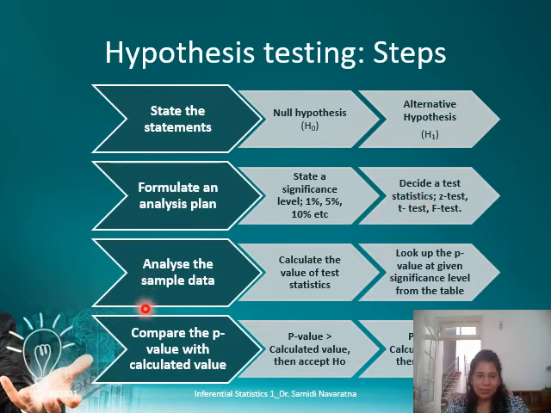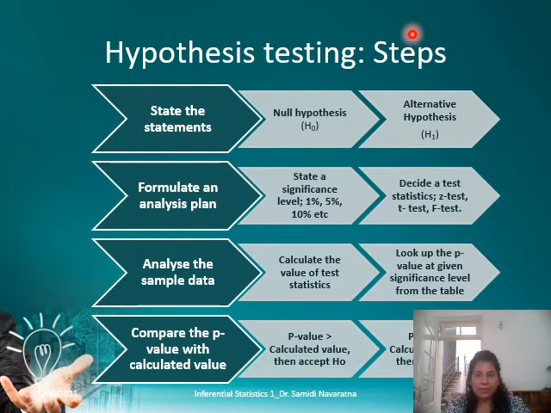The third step is to analyze the sample, calculate the value of the test statistic, and look up the p-value at the given significance level from the table. The last step is to compare the p-value with the calculated value. Say the p-value is greater than the calculated value, then you do not reject the null hypothesis. If the p-value is less than the calculated value, then you reject the null hypothesis.